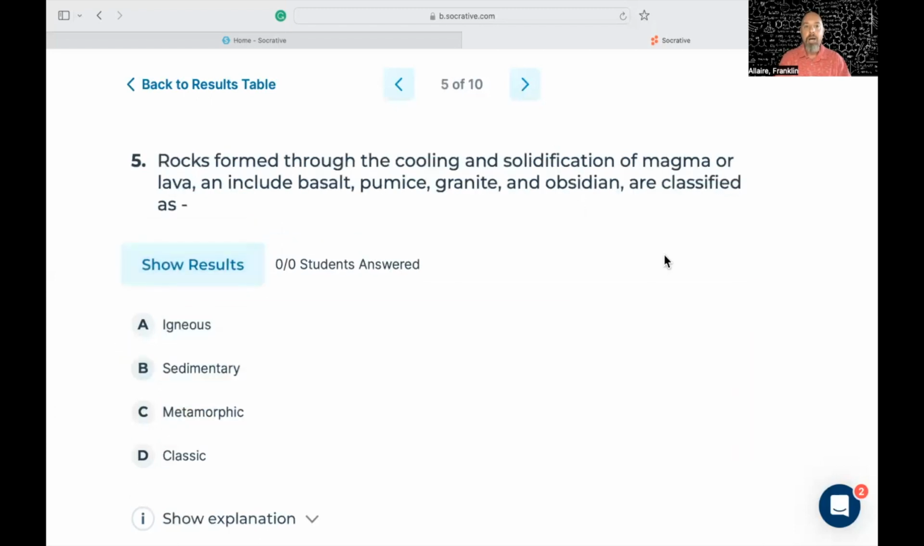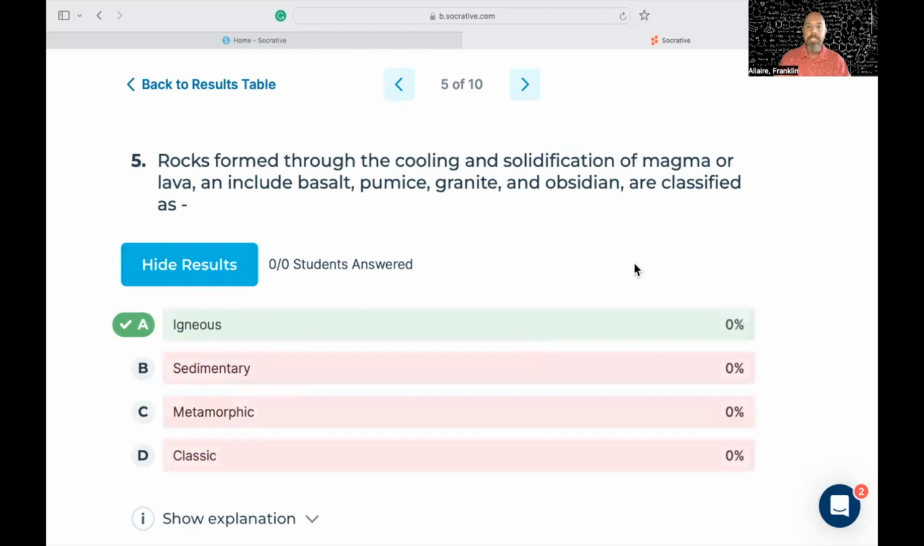Number 5, rocks formed through the cooling and solidification of magma or lava. This includes basalt, pumice, granite, and obsidian. These are igneous rocks. Igneous rocks are rocks that are formed through the cooling and solidification of magma or lava. Now we have, of course, intrusive versus extrusive. Intrusive is where that cooling and solidification happen inside of the earth. Extrusive would be when it happens outside on the surface of the earth.